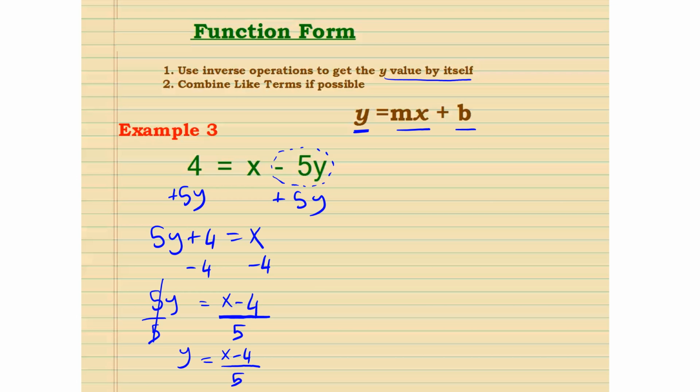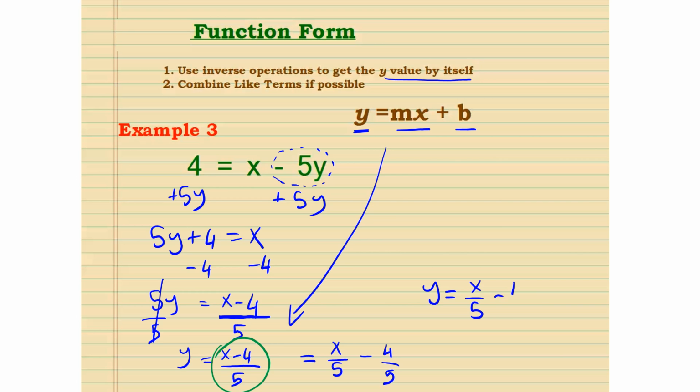This cannot divide or simplify any further, so this would be our function form. However, it doesn't look like this form yet, so we're going to expand this one more step here. This is already in subtraction, so it's the same as having two fractions subtracted. So I could write x divided by 5 minus 4 divided by 5. My final form would be y is equal to x over 5 minus 4 over 5.